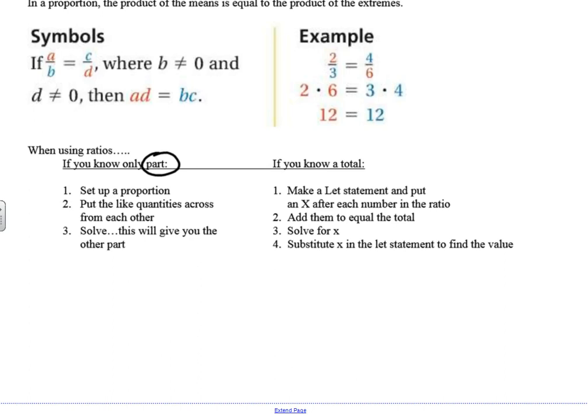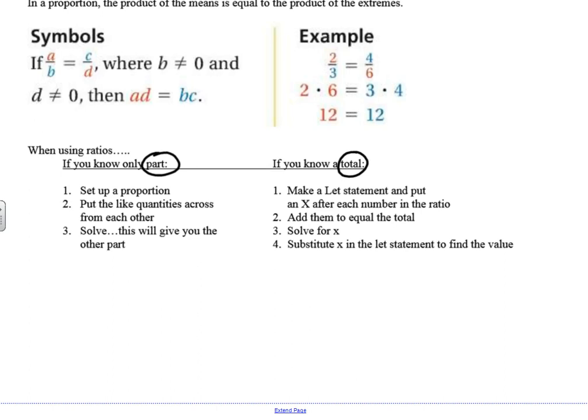The other scenario is if we know the total. We're going to make a let statement, put x after each number in the ratio, add them to equal the total, solve for x, and then substitute those back into the let statement. So there are two different approaches. One, we're going to use a proportion. One, we're going to use an equation.